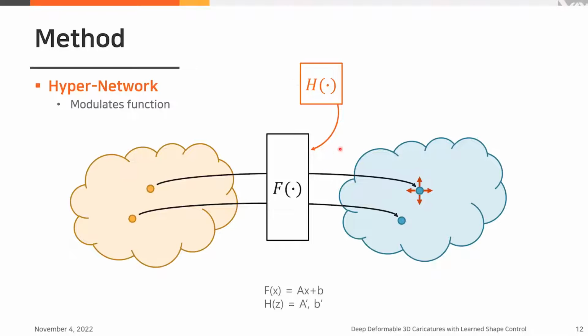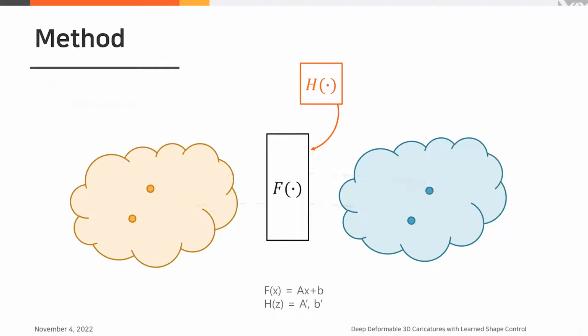A hypernetwork, when some kind of arbitrary input is given, outputs a prime and b prime, which can replace the a and b in the network F, and which might modulate the result of the mapping. Like this.